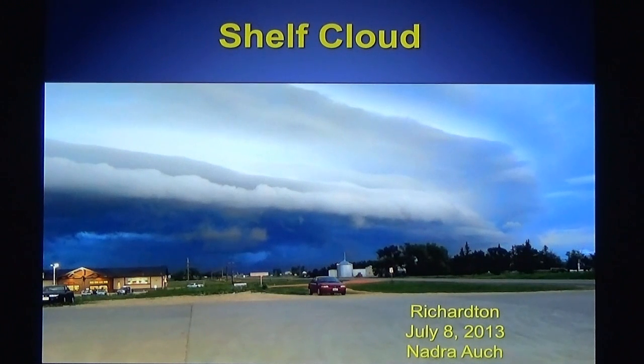Here's a picture of a shelf cloud from the Richardson area of North Dakota. Again, when you see something like this coming toward you, keep in mind the wind is going to shift and it's going to increase in speed.